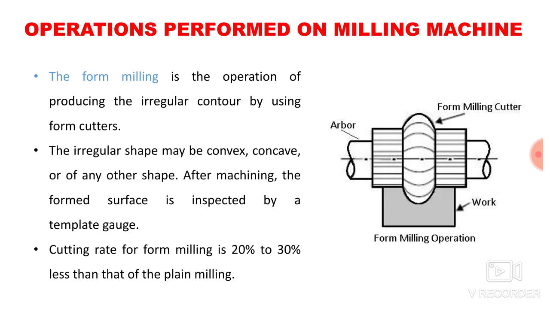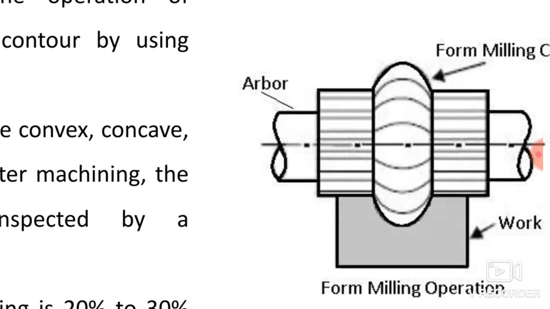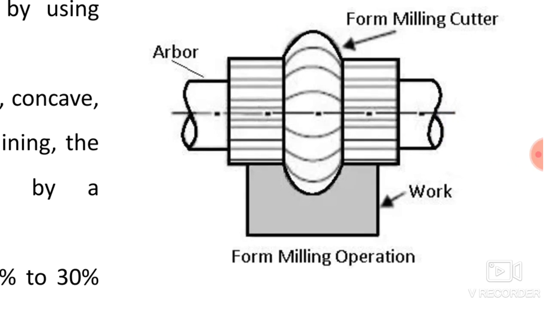Cutting rate for form milling is 20 to 30% less than that of plane milling. So this is an image of the form milling operation. The form milling cutter is mounted over the arbor, and you can produce an irregular shape with this operation. With the operations we have discussed till this slide, we can produce only flat surfaces, we cannot produce irregular surfaces, whereas with form milling we can produce irregular surfaces.